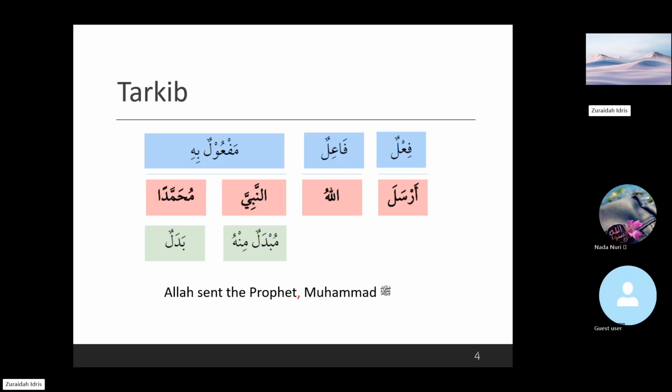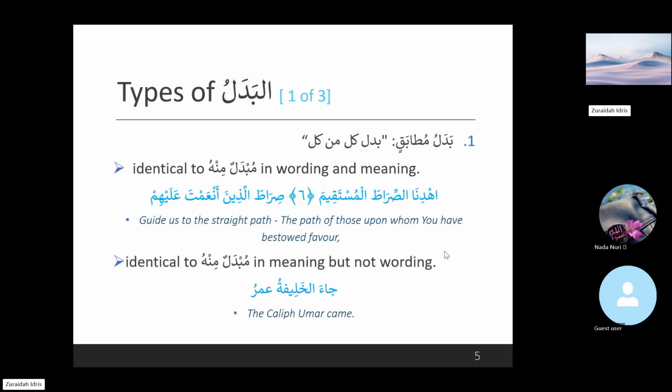Three main kinds of badal. We saw the one called badalun kullin min kullin, which we normally say as badal kul min kul, without all the harakas. It means it is complete, mutabaq, the whole thing. The badal represents the whole of the mubdal minhu.